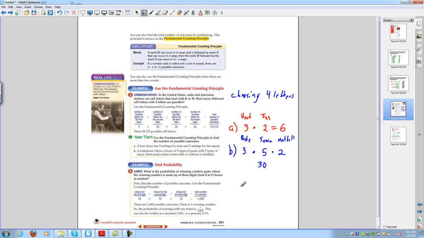Now, to link this together to what we were working on in section 1, because this all links back to probability: the probability of winning a lottery game where the winning number is made up of 3 digits from 0 to 9 chosen at random. So, the first step to finding probability was to find the number of outcomes. So, there's 10 choices for the first digit, 10 for the second, 10 for the third. The fundamental counting principle says multiply those together. That's 1,000 possible outcomes just for 3 digits. And then your probability of picking that one winning number is going to be 1 out of 1,000.